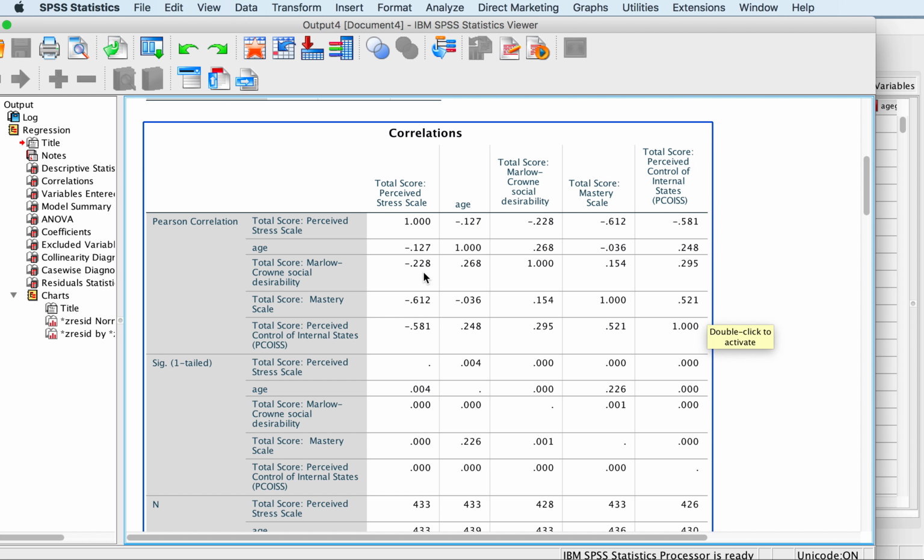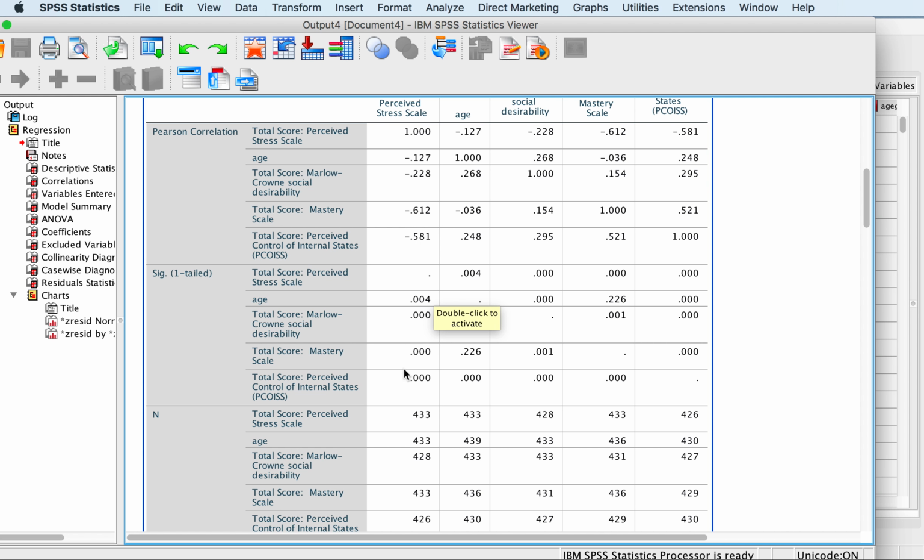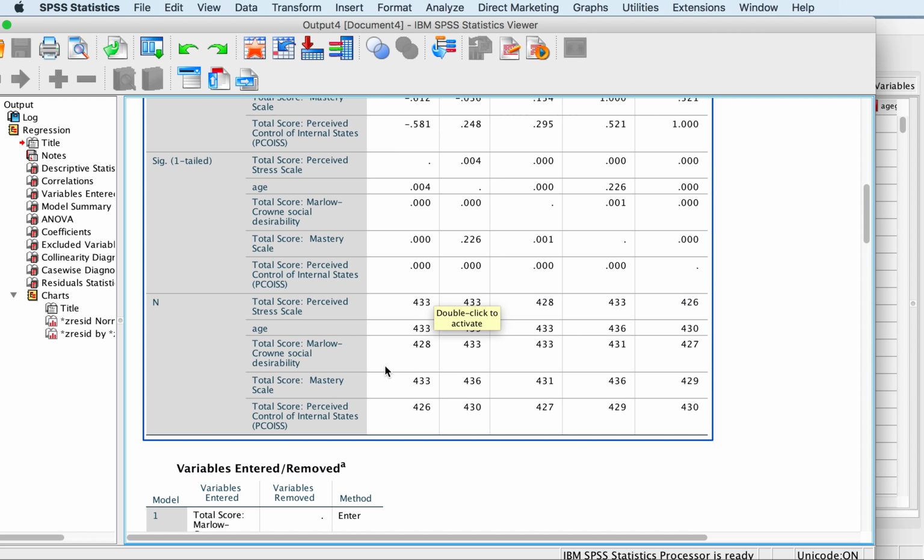Now, a quick inspection of these correlations: you'll notice right away that you've got relatively small correlations between age and the total score on the social desirability scale compared to these. Right off the bat, as a statistician, I'd say we might see some relationship between age and social desirability with these other two predictors, but I'm thinking not. I'm thinking that these are still going to be the two most important predictor variables. You can look down here at the significance of those correlations.